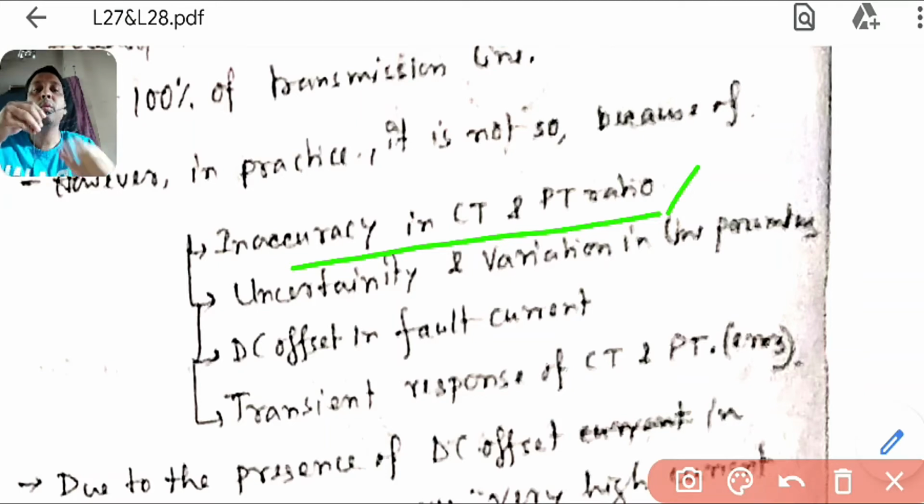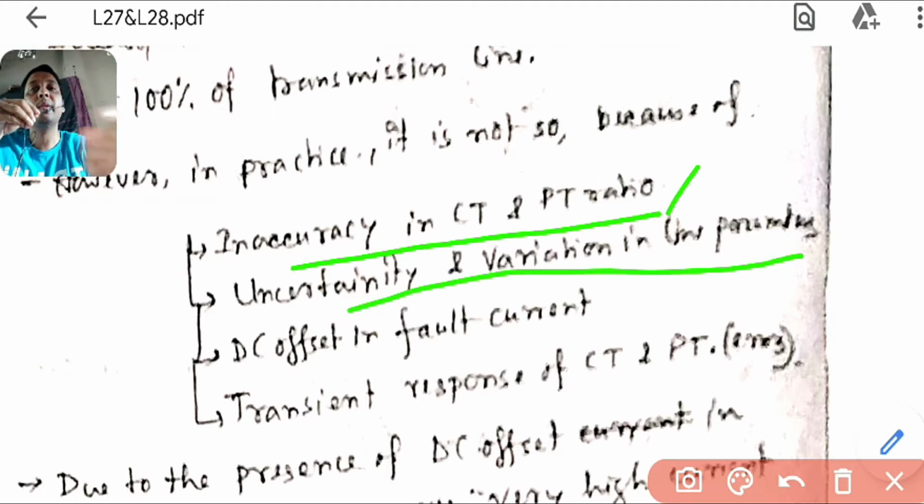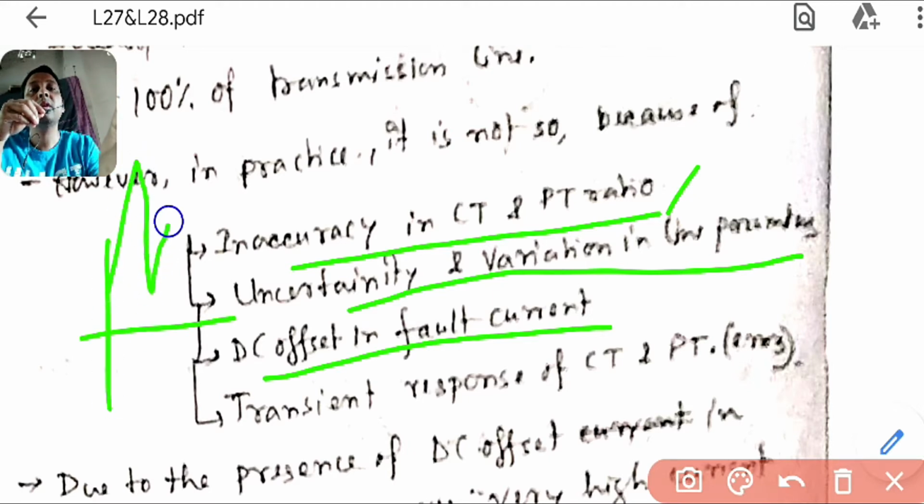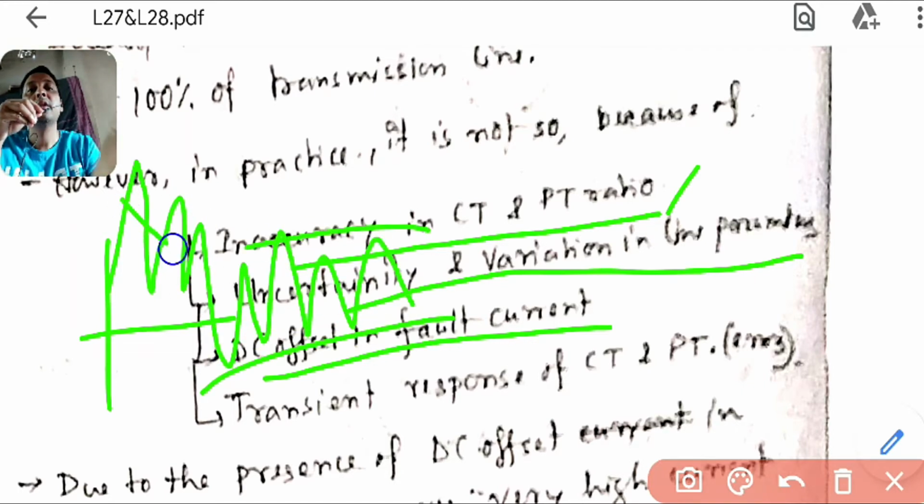And core saturation will always be a problem, along with uncertainty and variations in line parameters. You can't predict your L and R in the transmission line, which is distributed along the line, as uniform in all seasons, all weather, throughout the day, 24 hours. It will change. And the major concern is also the DC offset current in the fault current. If you see the fault current, it starts from a very high peak value, then settles down at a normal AC value. So at the initial positions there is a high DC component present.